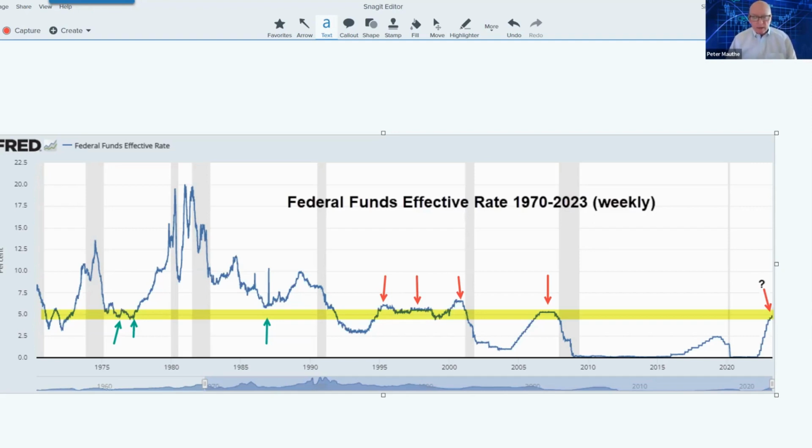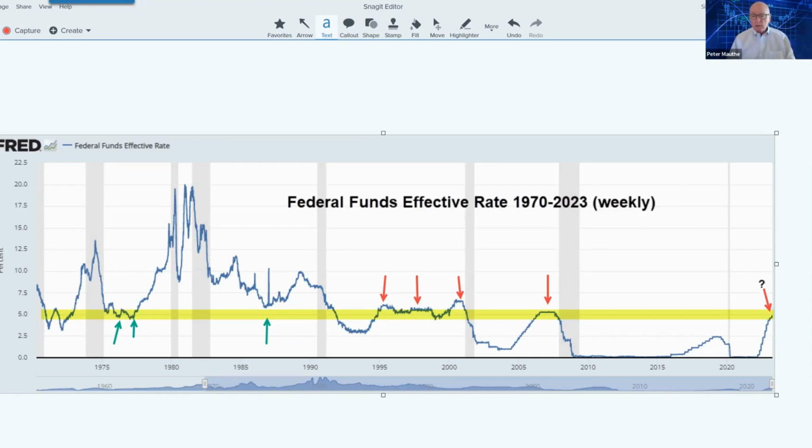Now, the effective rate just simply means the open market rate that the Federal Reserve has control over. What's important about that is that all other interest rates for loans and the economy are based on this federal funds effective rate. This chart is a weekly chart going back to 1970. So we have over 50 years of history that we can see here.